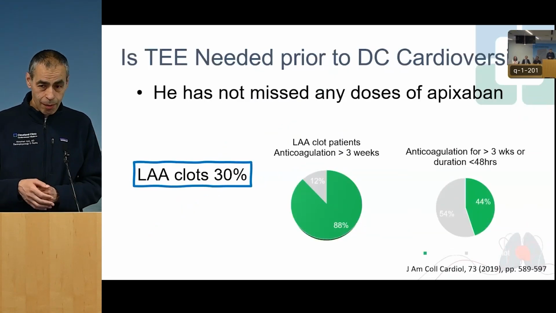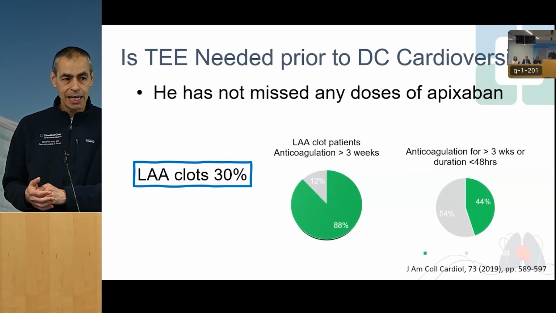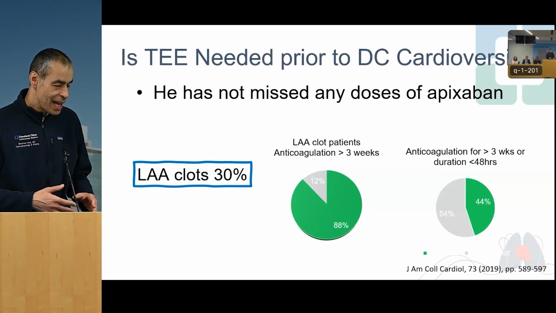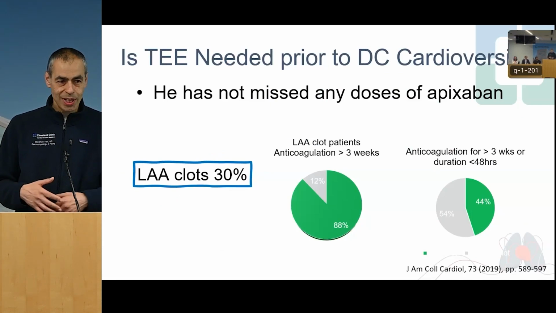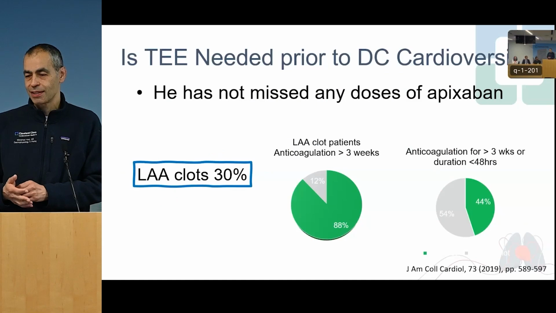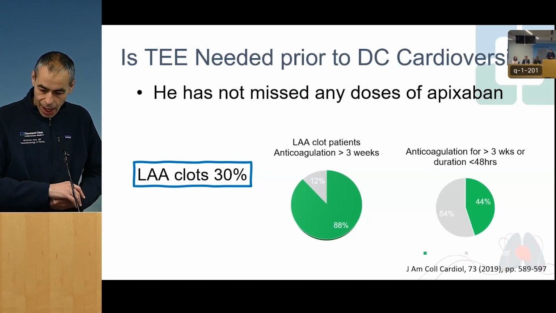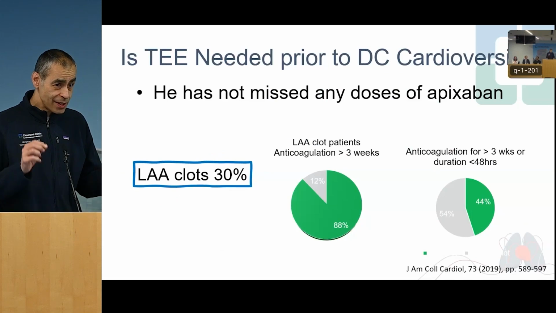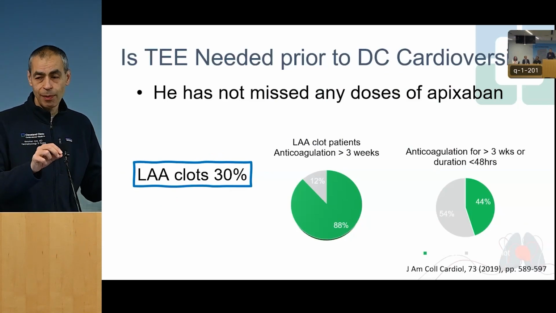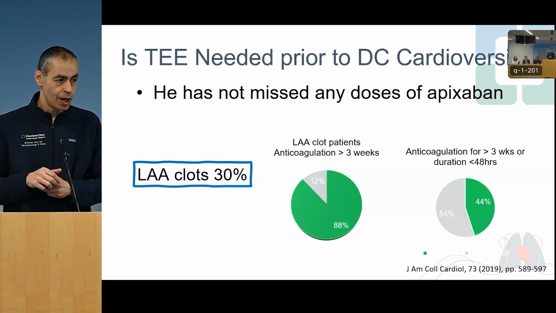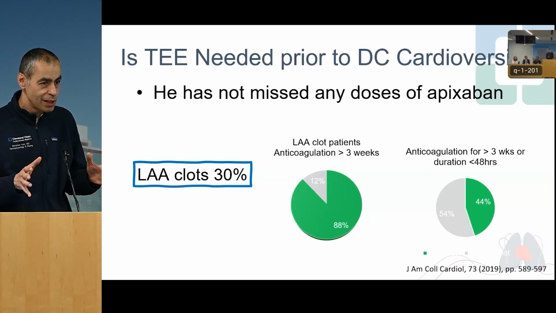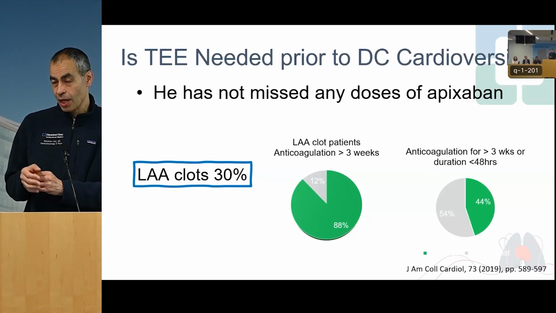This is a very important question that we get asked a lot. When we do a cardioversion and the patient has cardiac amyloidosis and is on a blood thinner, should I do a transesophageal echo? This is some of the work that was done by our previous fellow here, Owen. If you look at patients with TTR amyloidosis coming to the lab for TEE cardioversion, you'll find that 30% of these patients have a left atrial appendage clot.